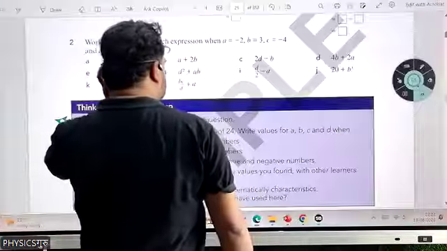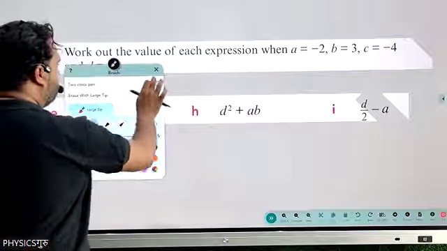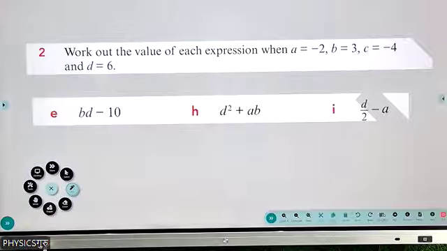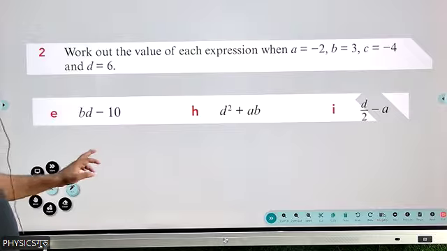Question number E: BD minus 10. What is the value of B? B is basically 3. What is the value of D? D is 6, so it is 3 times 6 minus 10. So 18 minus 10 is how much? 18 minus 10 is 8.